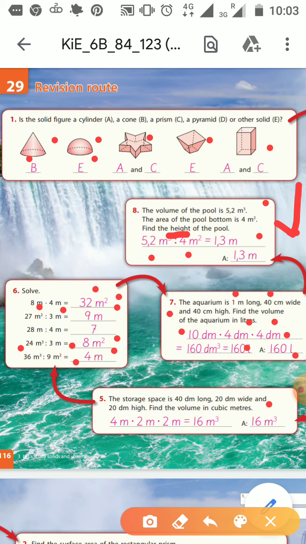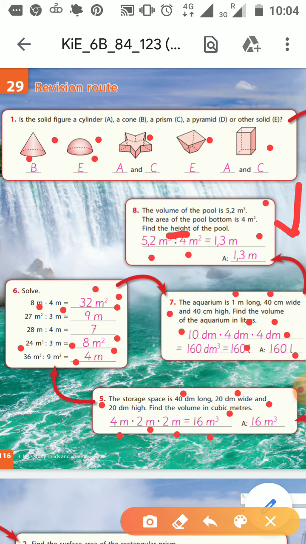And the final question here, storage space is 40 by 20 by 20. What is it in cubic meters? So remember, you just convert this. So 40 decimeters is the same as 4 meters. 20 decimeters is the same as 2 meters here. And 20 decimeters high is the same as 2 here. 4 times 2 times 2 is 16 meters cubed.